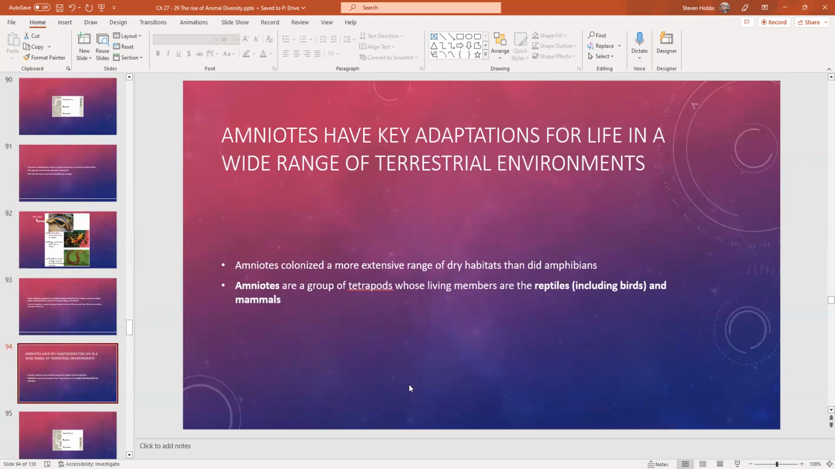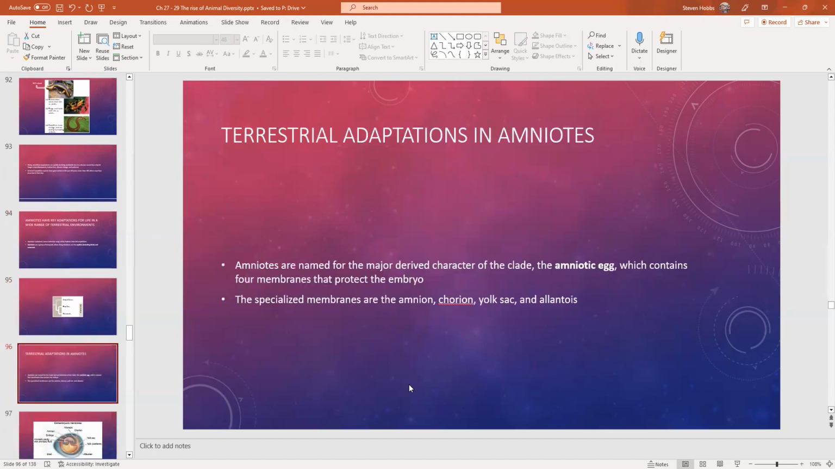Now, amniotes brought the water with them. They don't have to leave their young in the water. They started to develop the egg in some way, or they developed the young inside their body. So amniotes are tetrapods that now become the reptiles, including the birds and mammals.